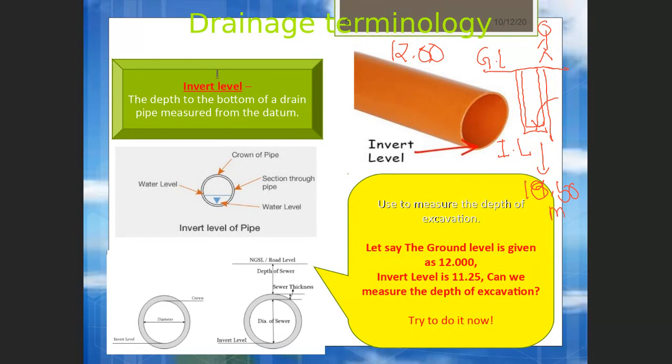This information is from the datum. How do you get the depth of the trench excavation? Logically, how do you get the depth of this excavation? The ground level is 12 meter from the datum, and this one is 10.5. So how do you get this depth? What do you need to do? Can you do the thinking? Based on this understanding, the invert level is the lowest point where the water can sit. Now we would like to find the depth of the trench excavation.